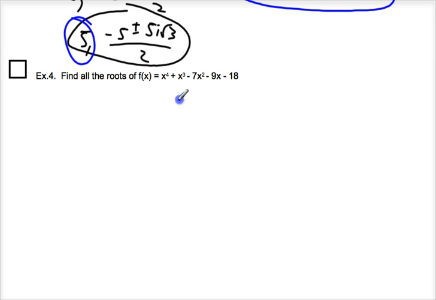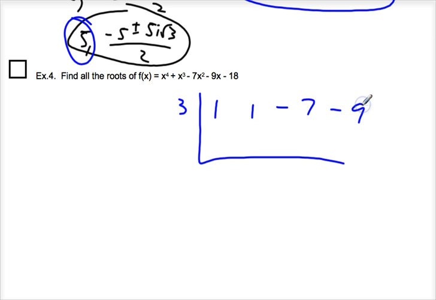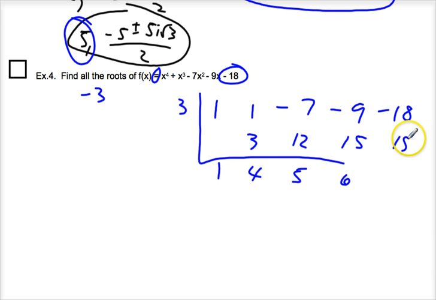So I'm going to try 3. 1, 1, negative 7, negative 9, negative 18. And I'm also going to try negative 3 later. And those are possibilities because they are both factors of 18. You know, you put your 18 over 1, or your 9 over 1, or your 6 over 1, or your 3 over 1, and you do plus or minus. So this should work. 3, 4, 12, 5, 15, 6, 18, 0.